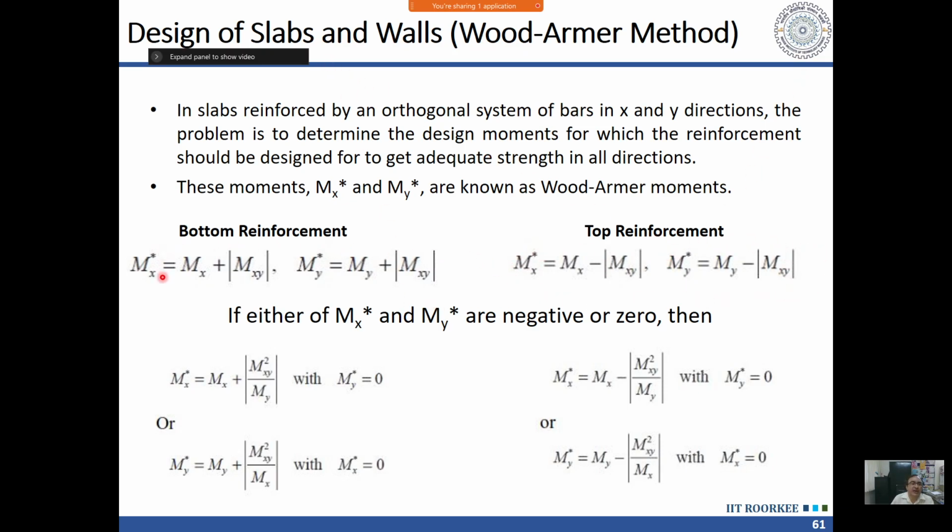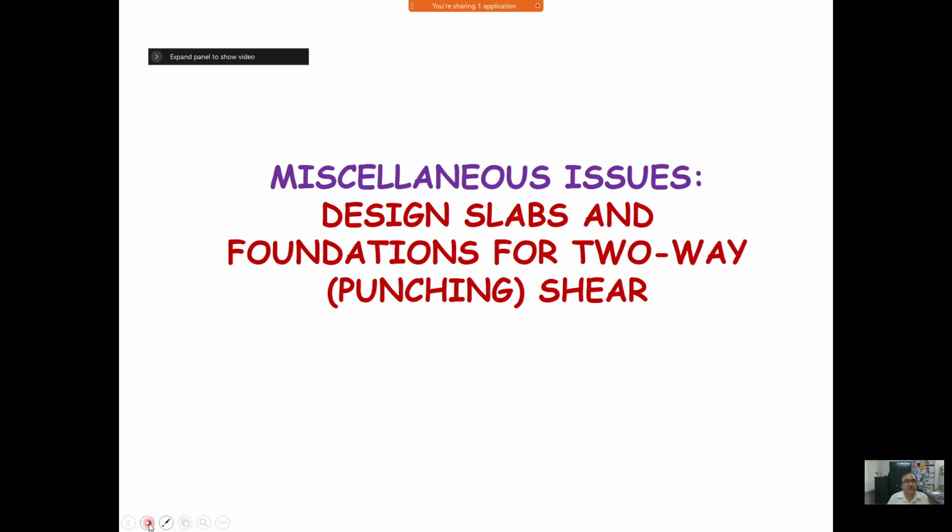I just wanted to highlight, it is simple, we have to just consider the torsional component also. I just wanted to underline that whenever you are using finite element for designing RCC components, please be careful, do not ignore the torsion, because that may make our structure unsafe. Okay. Then designing of foundations for two-way punching.